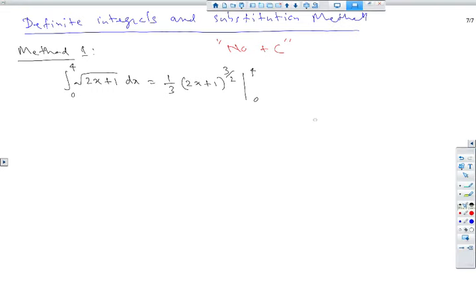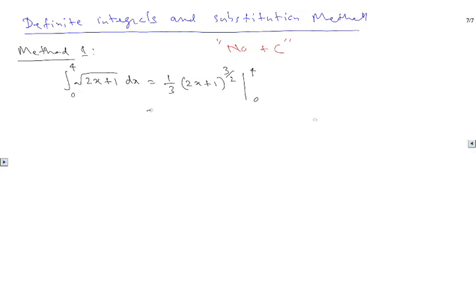Okay, so let's finish. You're going to plug in 4 first. So it is 1/3, and you plug in 4, what do you get? 4 times 2 plus 1, that means 9 to the 3/2, minus, if you plug in 0, 1 to the 3/2. So that's 1/3 times that. How much is 9 to the 3/2? The square root of 9 is 3, and cubed is 27, minus 1, so you get 26/3. That's what you get.